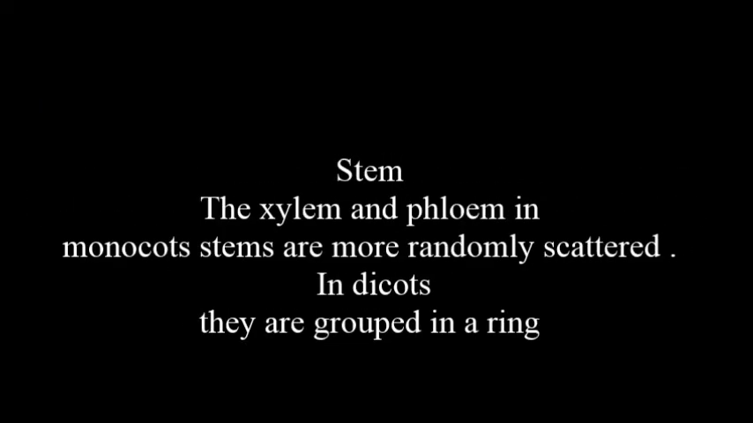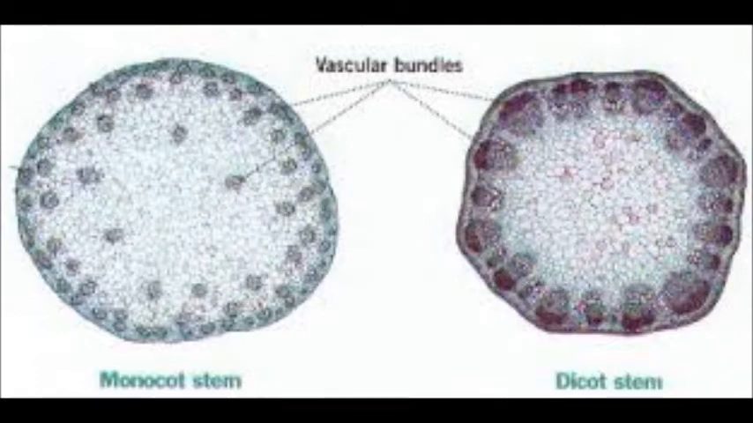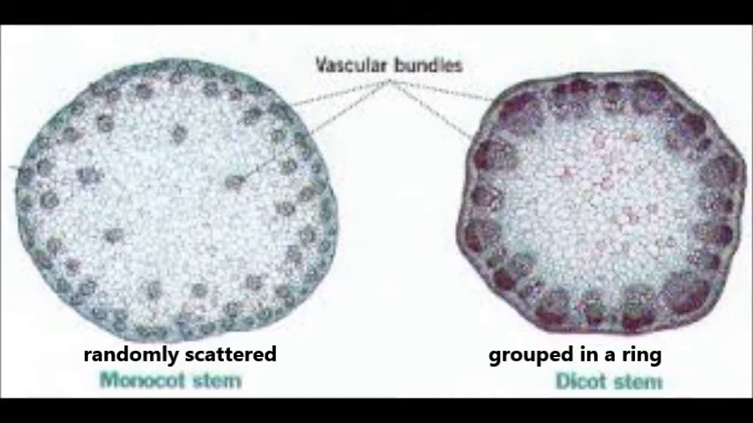Stems. The xylem and phloem in monocot stems are more randomly scattered, while in dicots they are grouped in a ring. On the left in the monocot we see that the xylem and the phloem aren't near each other. They're more spread out and there's no real structure to it. On the right we see that the dicot has the xylem and the phloem grouped together, and they form this ring structure that goes around the edge of the stem.